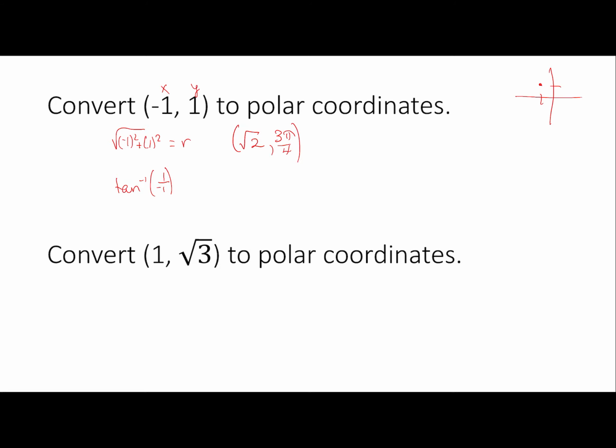Converting 1, square root of 3 to polar coordinates, we have the square root of 1 squared plus the square root of 3 squared, which is going to get us the square root of 4, which is 2. So r is 2. And then we ask ourselves, where is the tangent of square root of 3 over 1? Both are positive, so we're in the first quadrant, so that's going to be a 60 degree angle, or pi over 3.